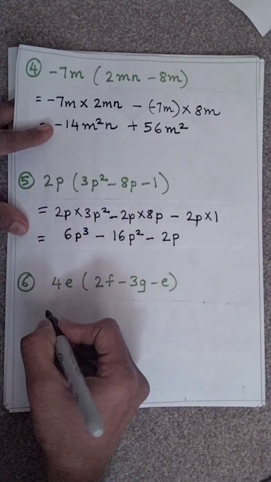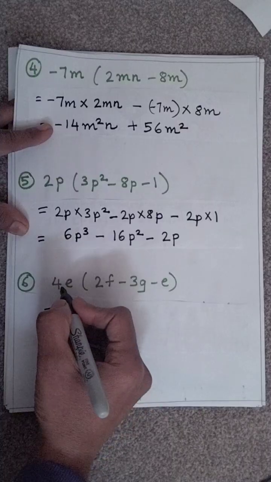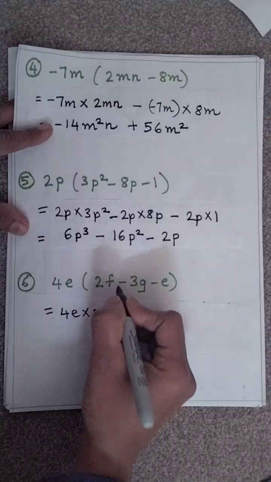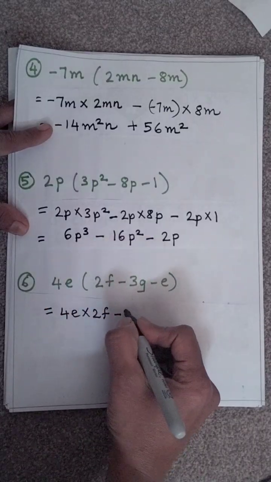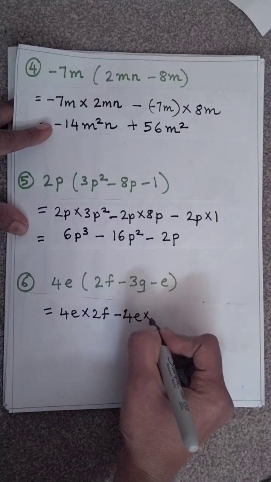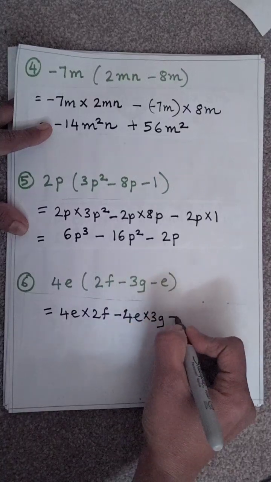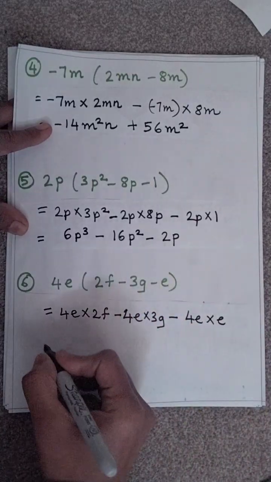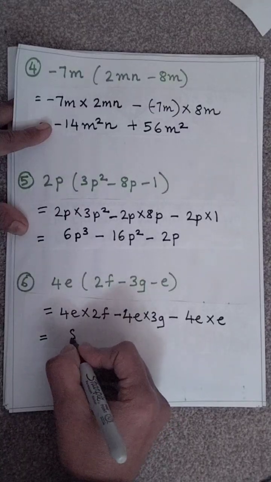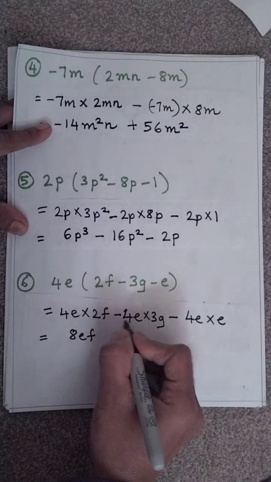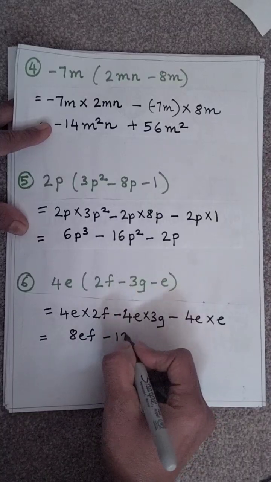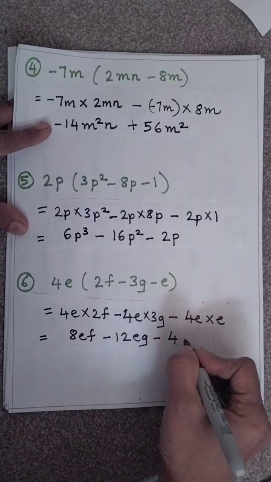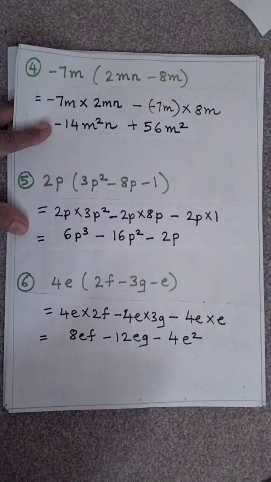Okay, now here put an equal to sign. 4e times 2f, put minus sign, 4e times 3g, put minus sign, 4e times e, equal to 4 times 2 is 8ef minus 4 times 3 is 12eg minus 4e square. So this is the answer.